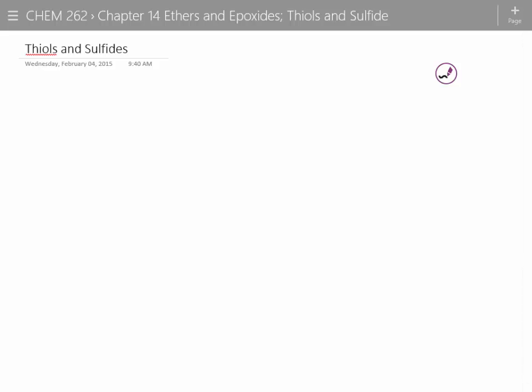Thiols and sulfides are basically the sulfur equivalent to alcohols and ethers. So in particular, thiols are the sulfur analogs to alcohol.